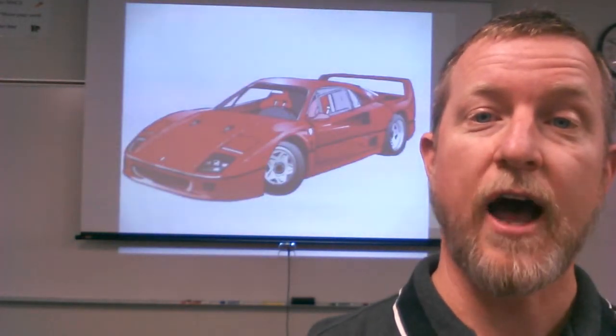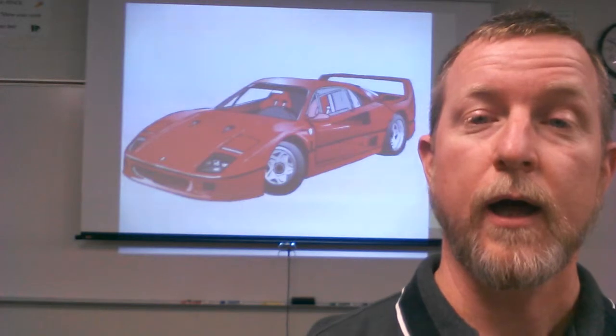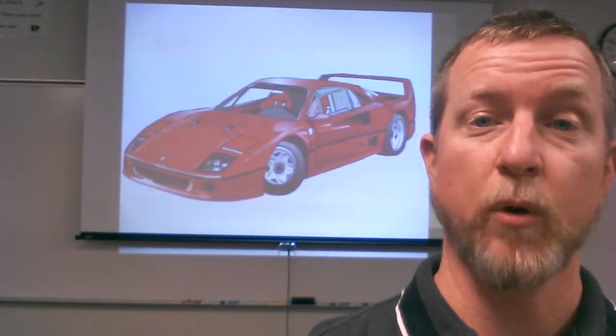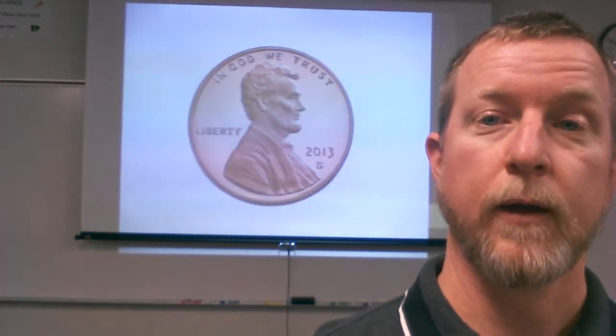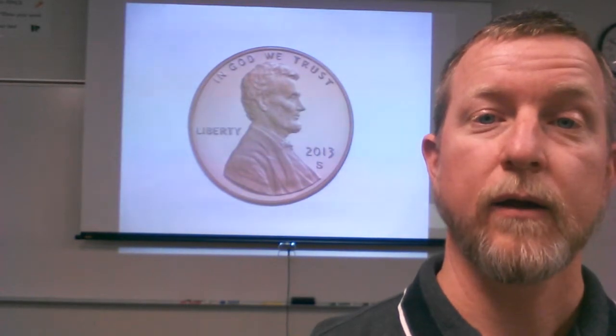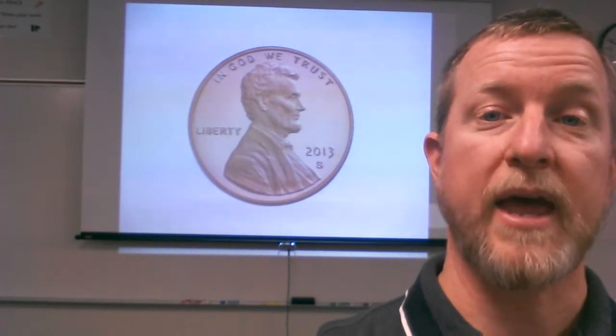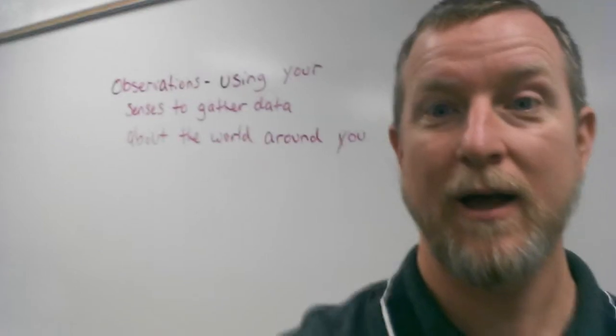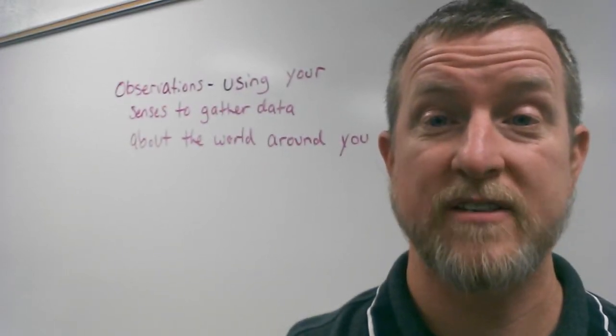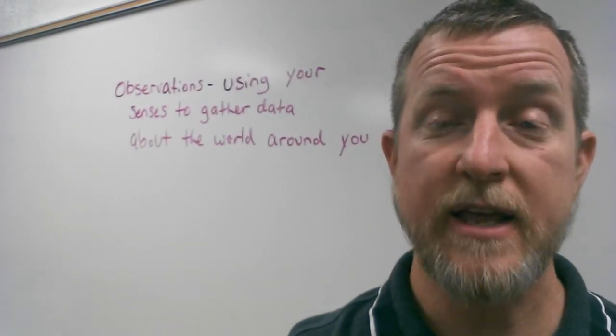In this case, I see a red car. And I could be a little bit more specific by saying sports car. Here I see a penny. I see a copper penny. Now those were a couple of examples about seeing.